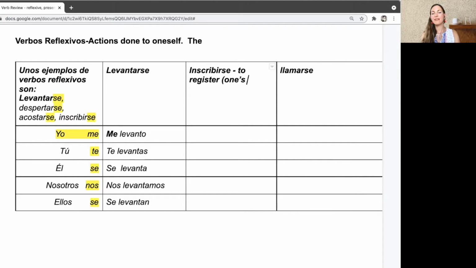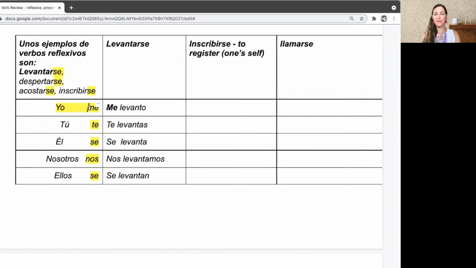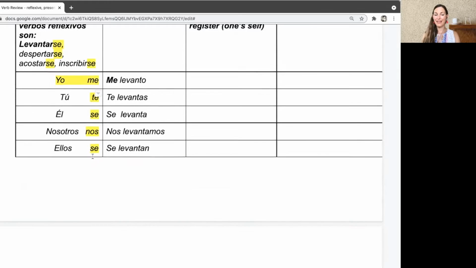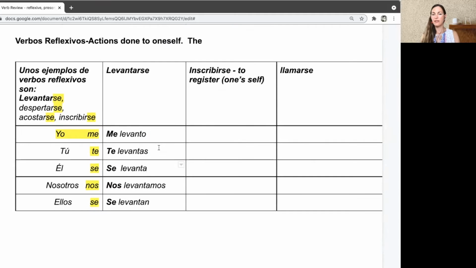¿Cómo te llamas? Okay, now remember we have these: me, te, se, nos, se. That's just memorizing. Os for vosotros, which we don't have here. And then you put it in the front, okay? So you put that in the front for whoever's doing it. It's just one more step to conjugating your verb. All right. Now you put your regular ending. O, as, a.